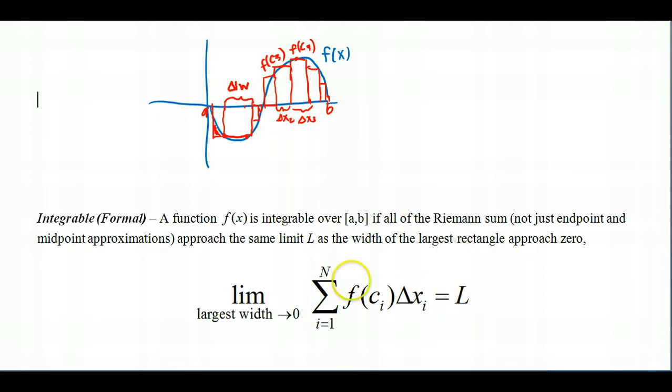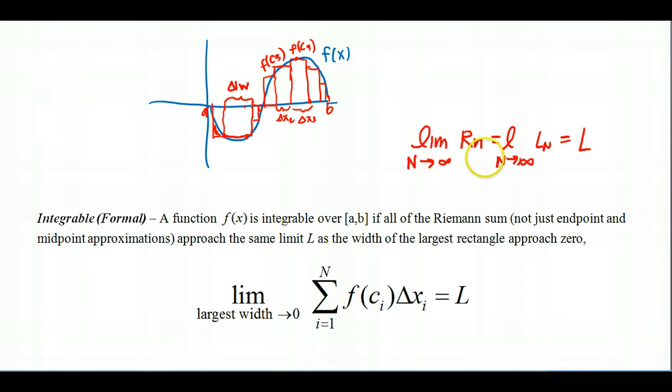So if this limit exists and it equals some number L, then the function f is said to be integrable over the closed interval from a to b if all of the Riemann sums, not just the endpoint and midpoint approximations, have that limit. We took a look at this in the previous section. This was the last theorem where we said the limit as n approaches infinity of R sub n, the limit as n approaches infinity of L sub n, and the midpoint approximation, if all of those were some limit L, then we ended up getting the exact area under the curve.